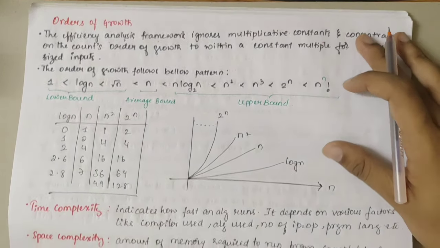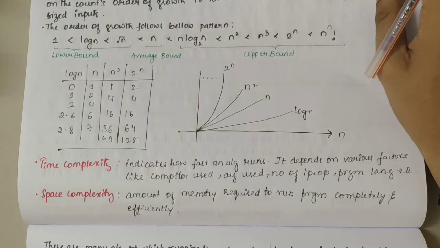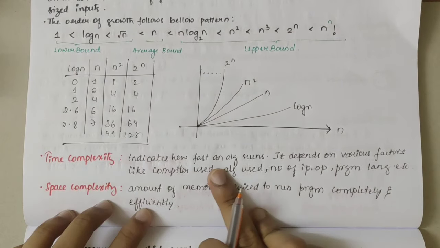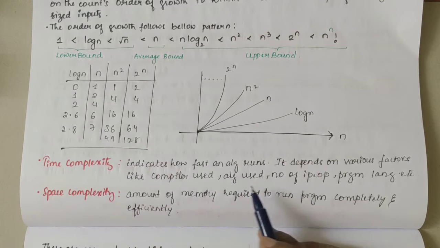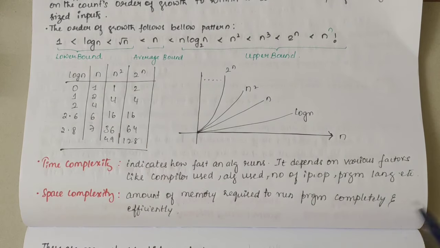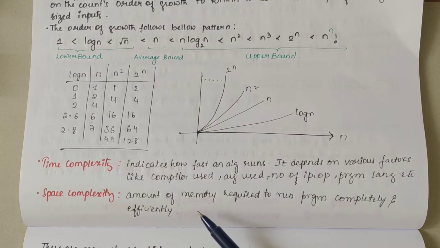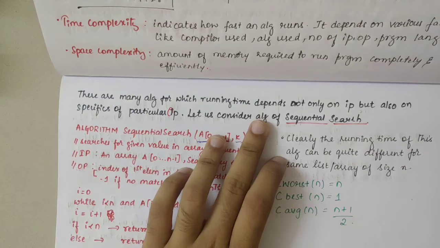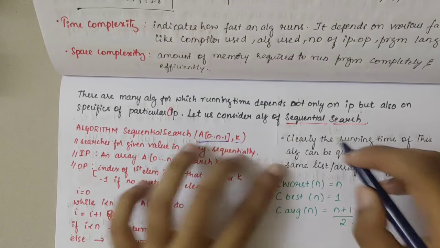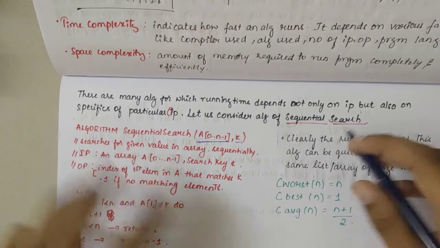Here again we'll be discussing time complexity and space complexity. Time complexity indicates how fast an algorithm runs. It depends on various factors like the compiler used, the algorithm used, the number of inputs and outputs, and the programming language being used. Then we have space complexity, which tells about the amount of memory required to run the program completely and efficiently. There are many algorithms for which the running time depends not only on the input but also on the specifics of the particular output.